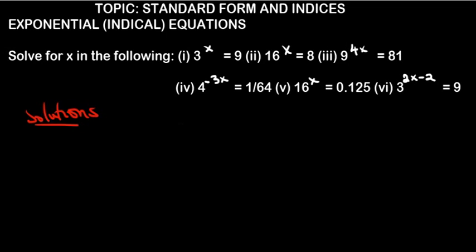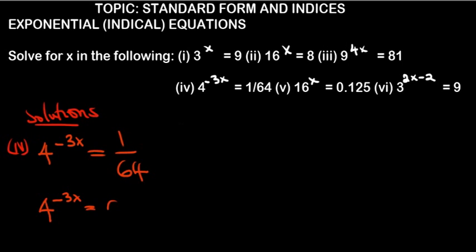And question number 4 says: 4 raised to the power minus 3x equals 1 over 64. At first, let's look at this 1 over 64. You can rewrite it as 64 raised to the power minus 1. That is what 1 over 64 means.